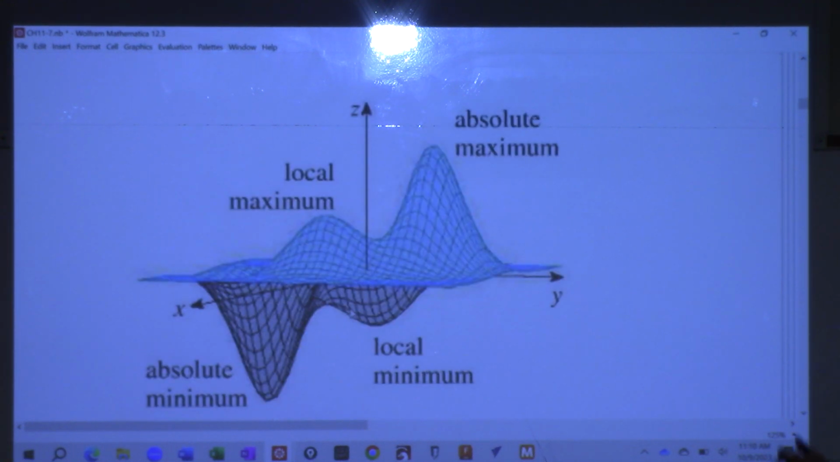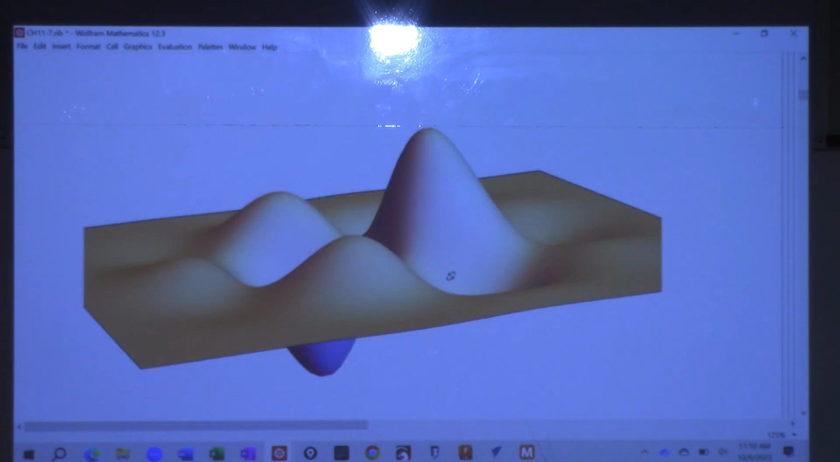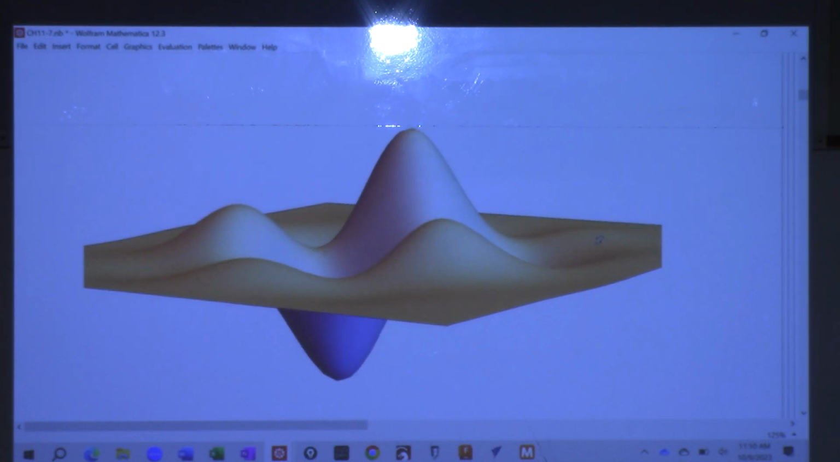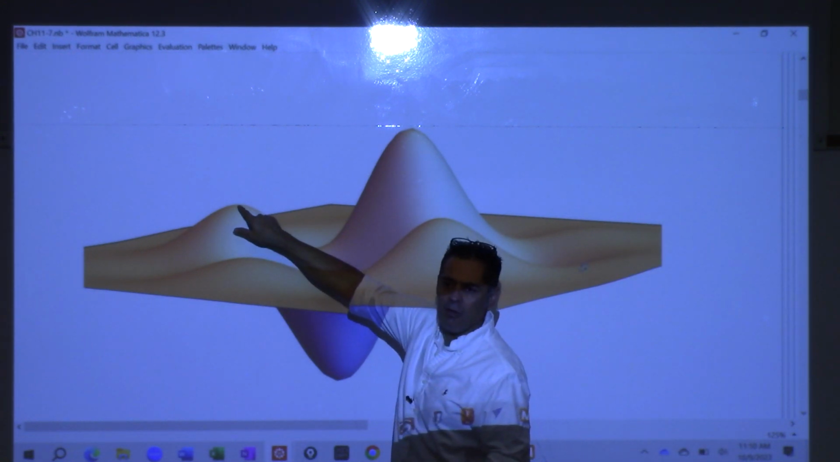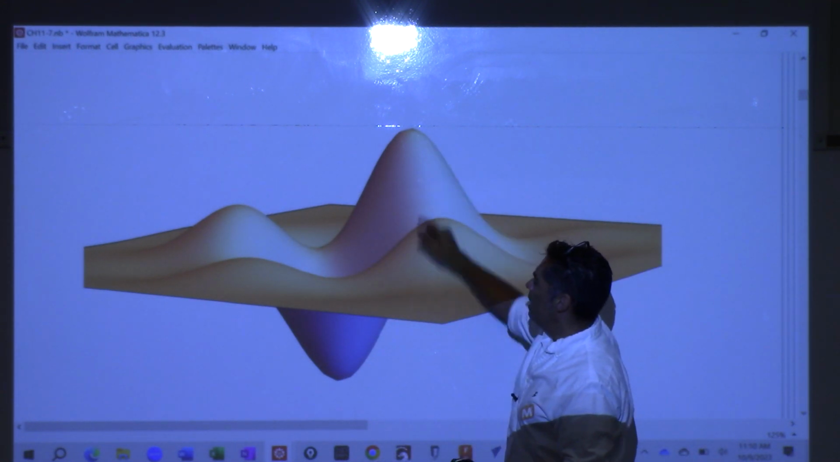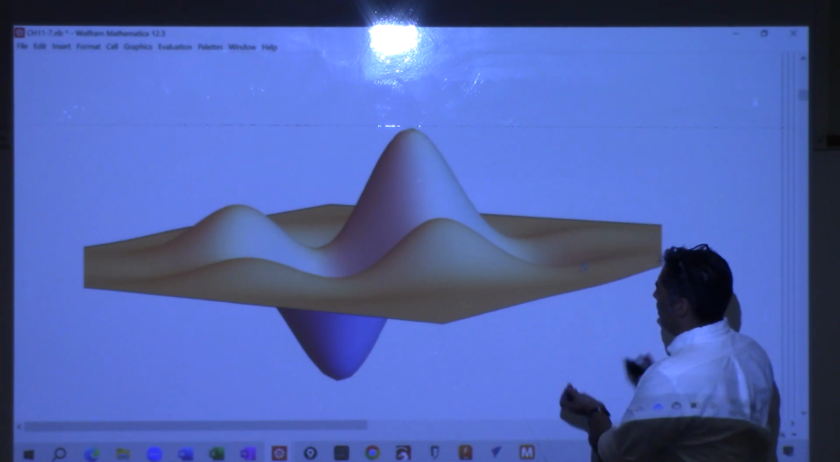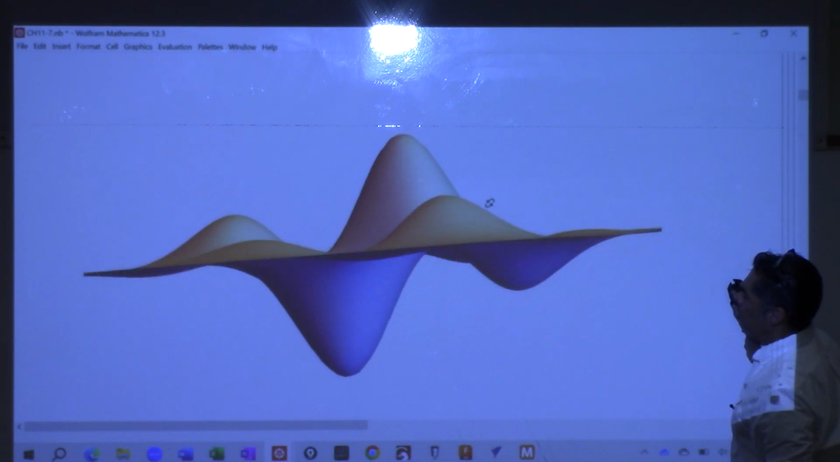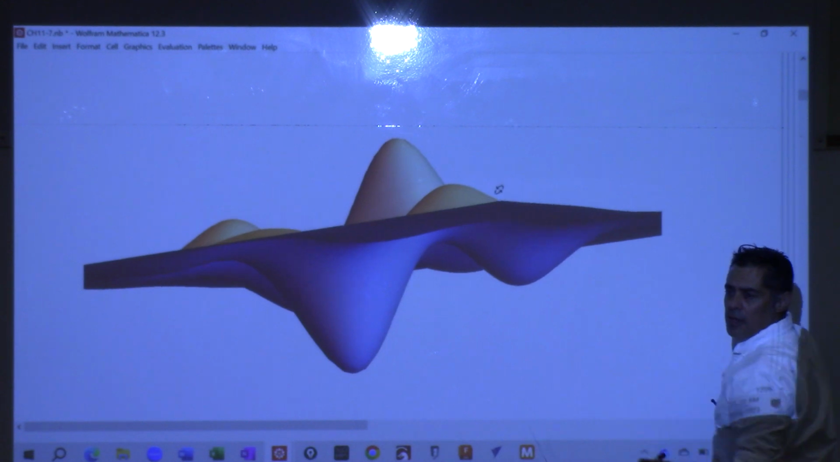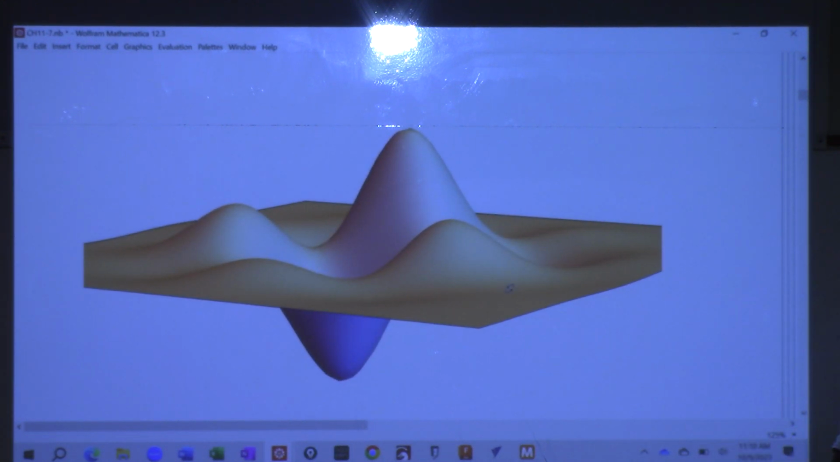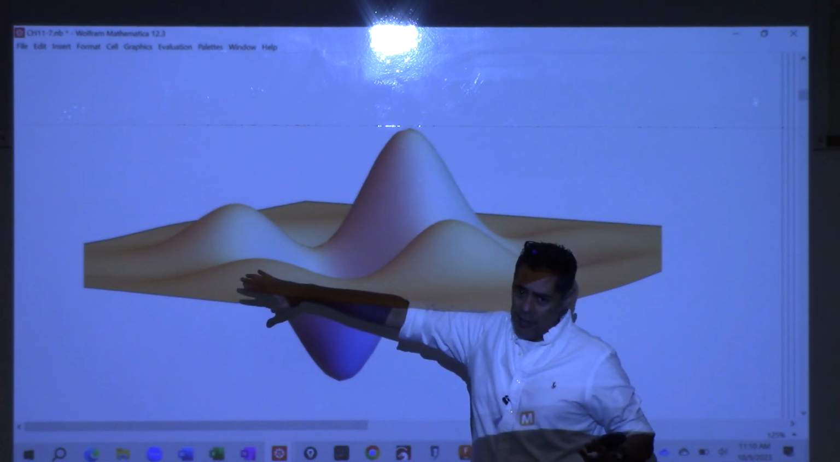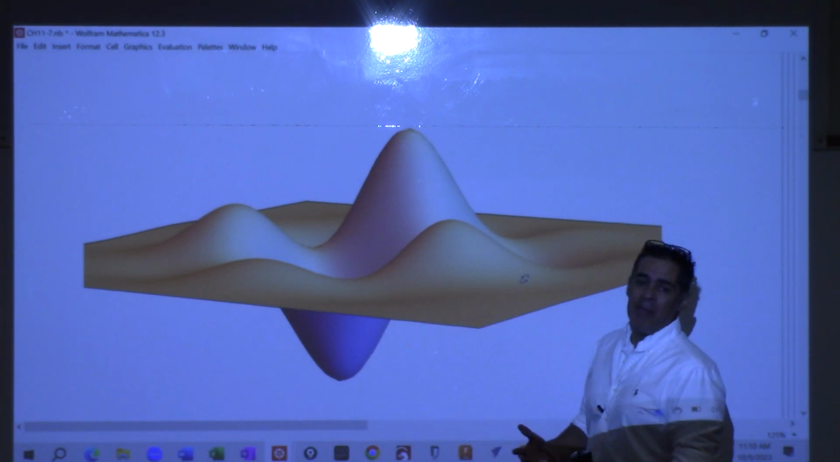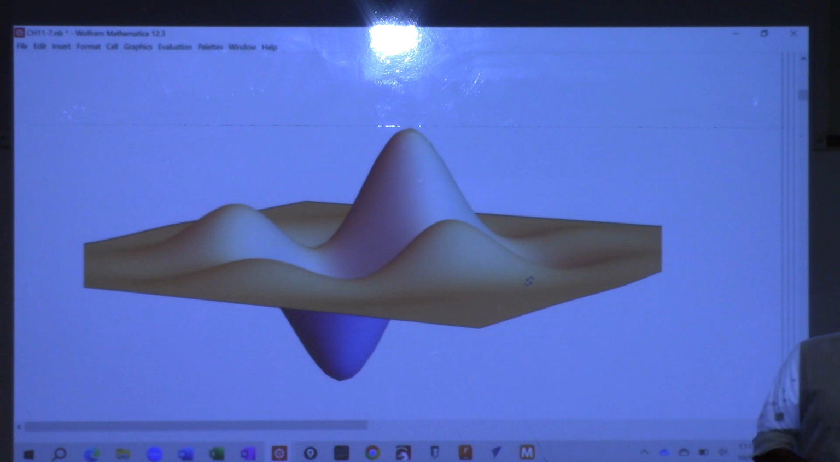This is the picture out of the book, okay? I think this is better. So each of these little tops would be a local max, local max, local max, local max, and then all the places on the bottom here would be local minimums. And yes, we might have an absolute max. An absolute max would be the absolute highest point on the entire surface, and the absolute minimum would be the absolute lowest point on the entire function.